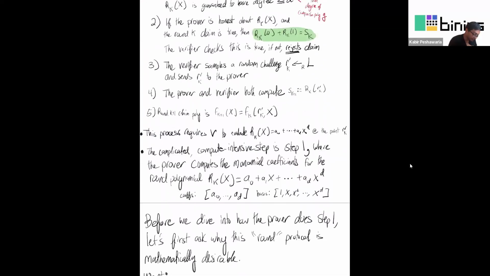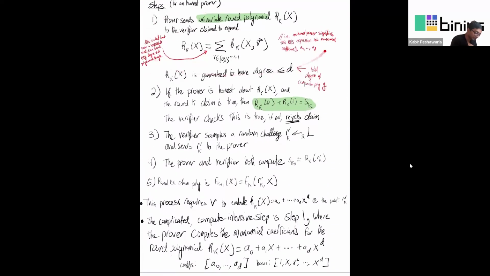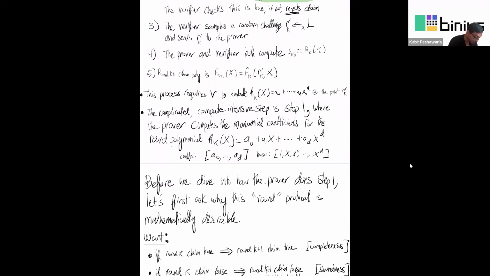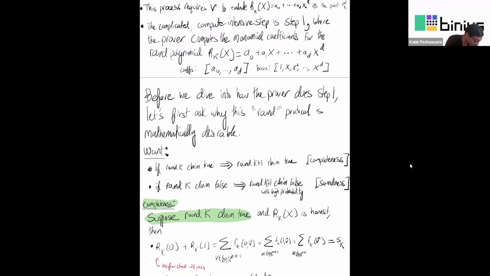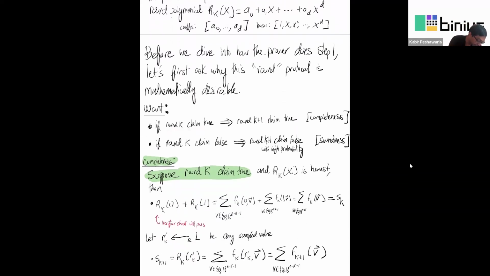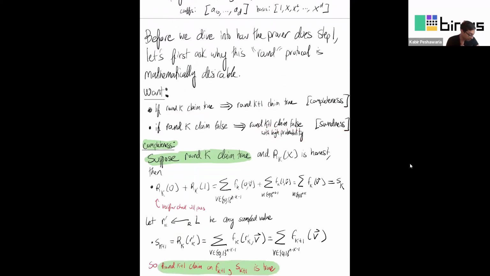Okay. So before we talk about this complicated algorithmic step in step 1, we are going to talk about why this round protocol is mathematically desirable. And here is the cool part from the math side of why this works. We want, if the round k claim is true, the round k plus 1 claim to be true: completeness. And if the round k claim is false, then with high probability, the round k plus 1 claim is false: soundness.